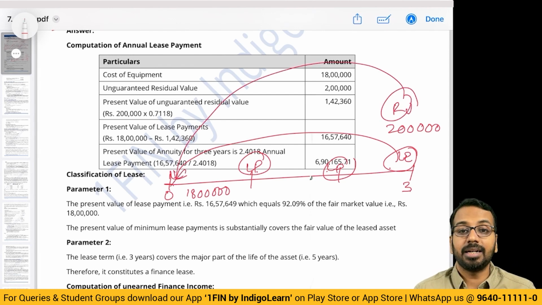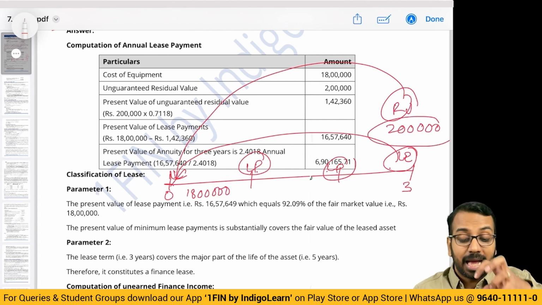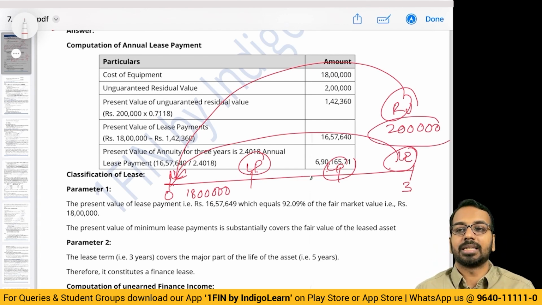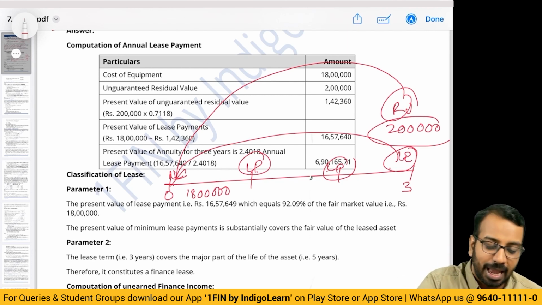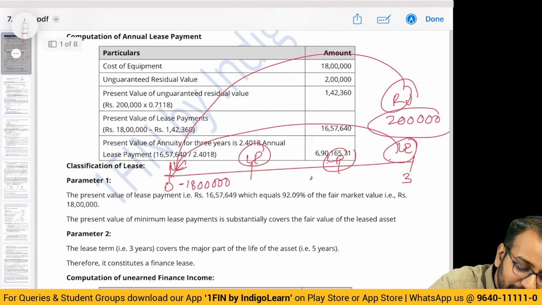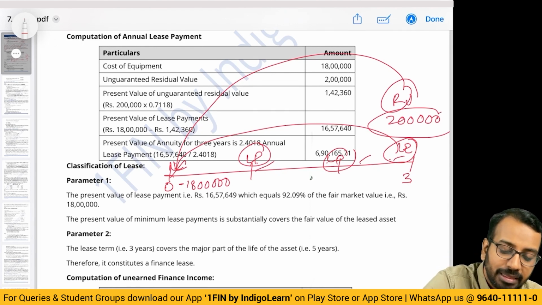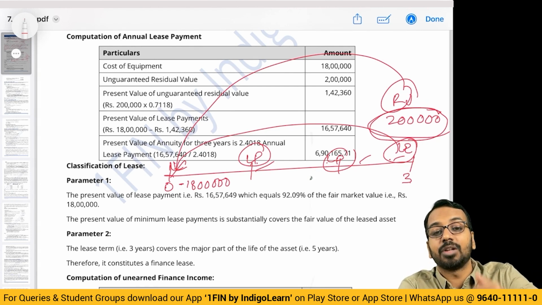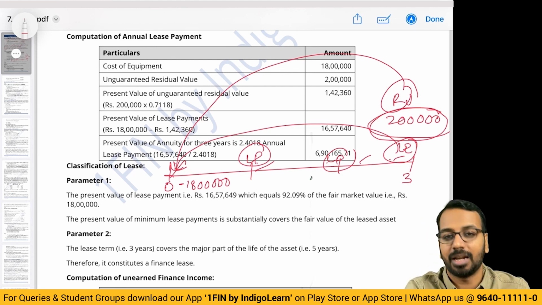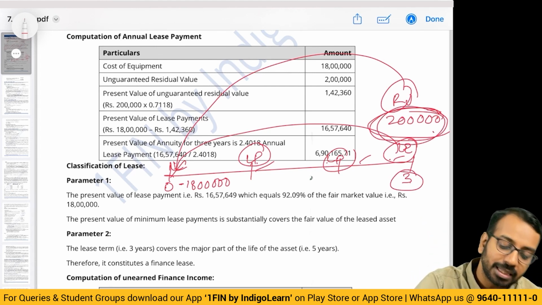Sir, but no one has guaranteed it. Yes, no one has guaranteed it. But 2 lakhs worth of asset at the end of third year will come back to the lessor. So the lessor has to calculate the IRR in a way such that today you are giving 18 lakhs worth of asset, you will get 3 lease payments and this is the asset which will come back. Similar to the concept of working capital which is released at the end of the capital budgeting process. You would have done that in financial management. Same logic applies here. 2 lakhs will come back at the end of 3 years.